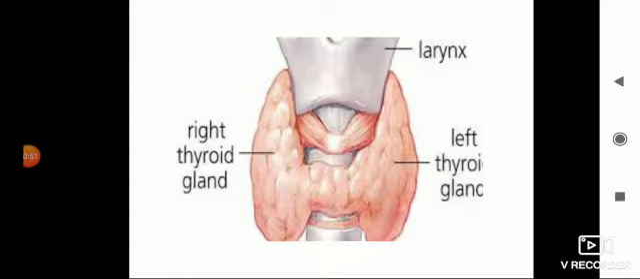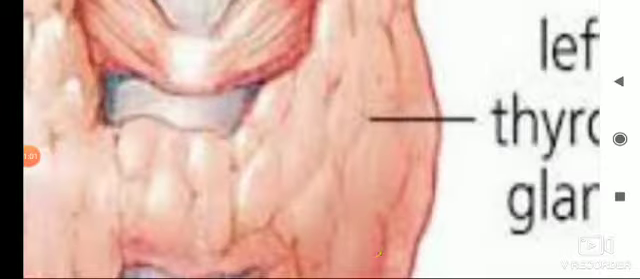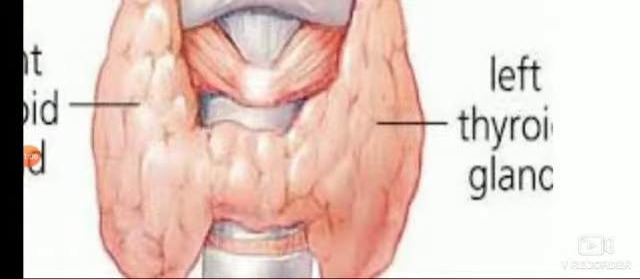It is non-secretory in nature. The thyroid gland is composed of many follicles. In the picture you can see the thyroid follicles. This is the thyroid follicle.